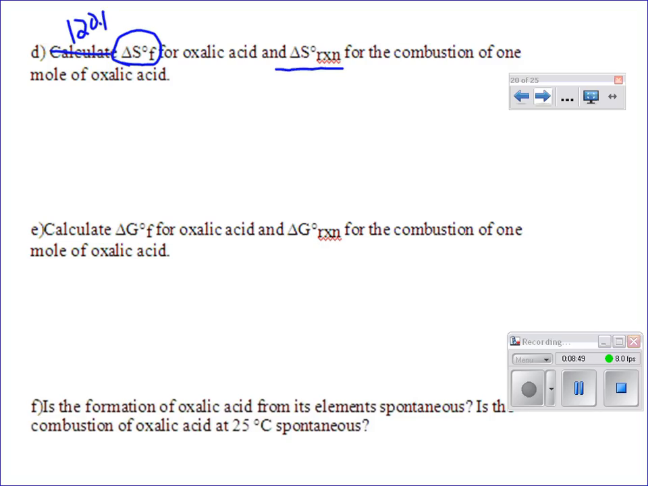So what do I do here? I want the delta S for that combustion reaction. Which equation was that again? That was equation 1, wasn't it? Okay, so what was that combustion reaction? I'm just going to rewrite it here.